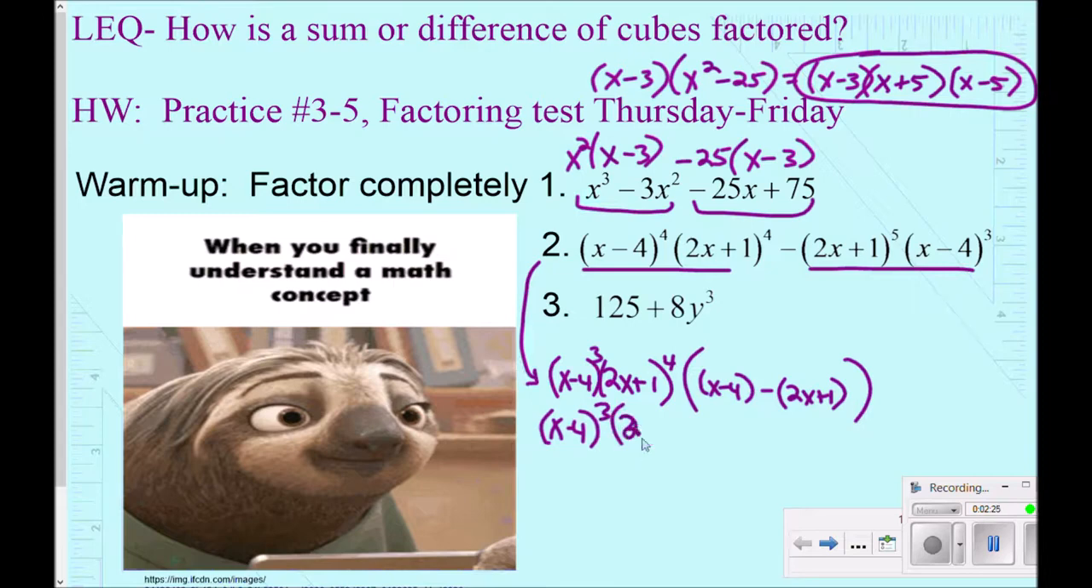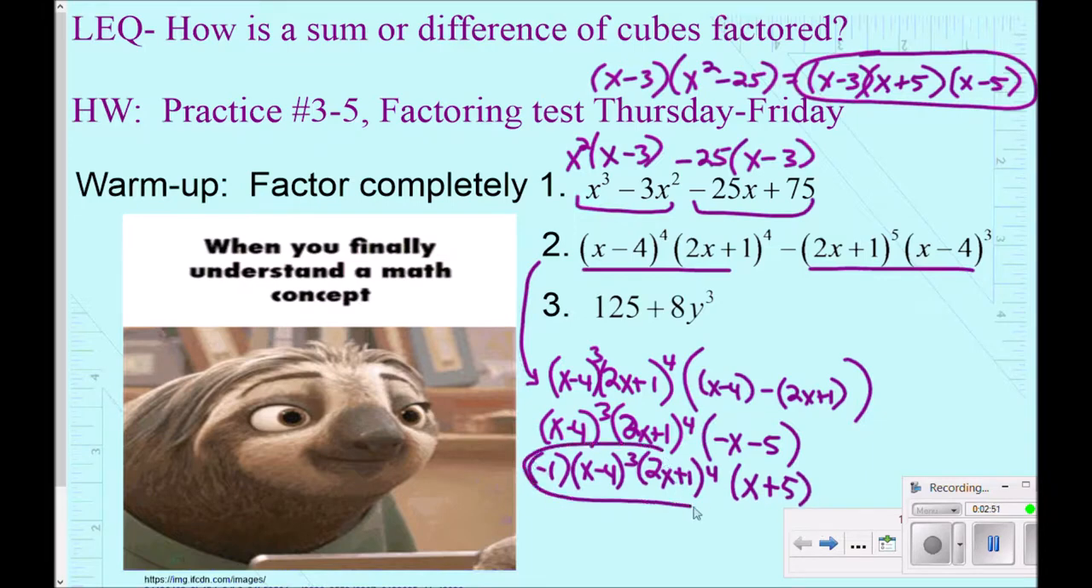That's 2. And I have x minus 2x, which is negative x, and I have negative 4 minus 1, which is negative 5. I see there's a negative 1 GCF there. So I'll pull that out front. And when I factor that out, I'm left with x plus 5. That is my final answer.